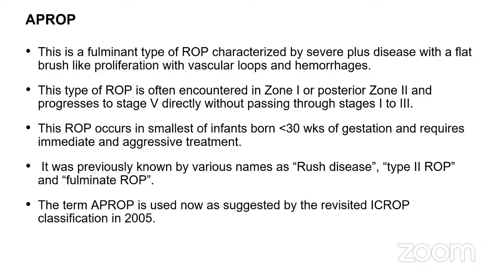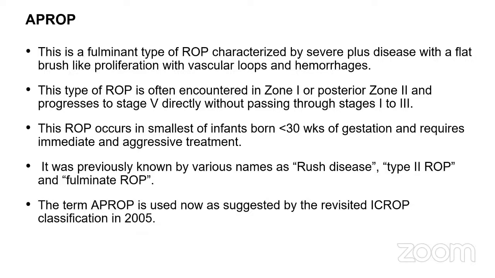Now pre-plus disease will progress to plus, and there is another severe variant of the disease called aggressive posterior ROP. This is a fulminant type of ROP, which is characterized by severe plus disease with flat brush-like proliferation with vascular loops and hemorrhages. Generally, plus disease is one of the signs of aggressive posterior ROP. This type of ROP is often encountered in zone 1 or posterior zone 2, and it will progress to stage 5 directly without passing through stages 1 to 3.